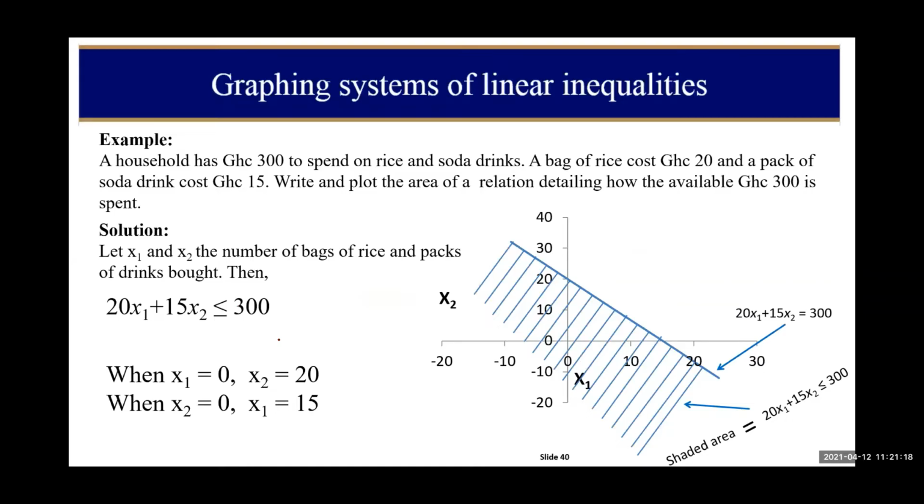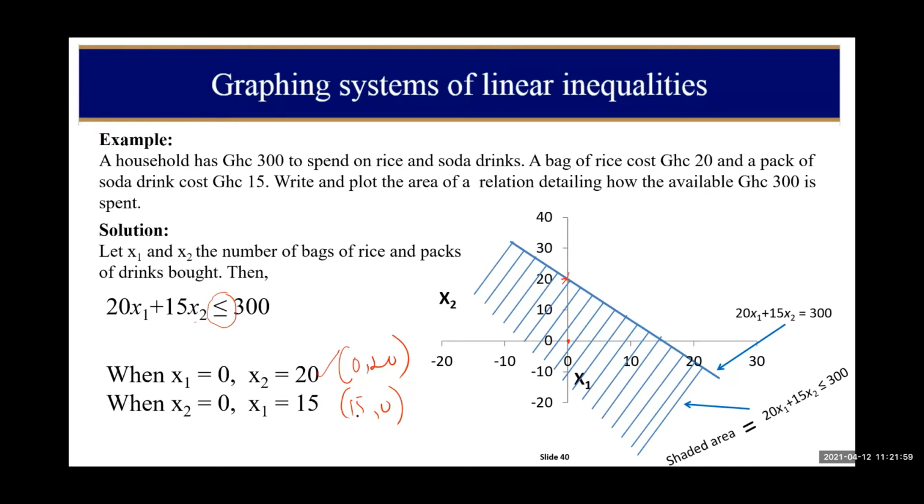All right, so let's look at this example here quickly. This time around, we don't have equal to, but we have less than or equal to. So if I assume let x1 be 0, x2 will be 20. And this means that this coordinate is 0 and 20. And if x2 is also 0, x1 will be 300 divided by 20, which should be 15. So this is 15 and 20. So I come here, when x1 is 0, somewhere here, x2 is 20.